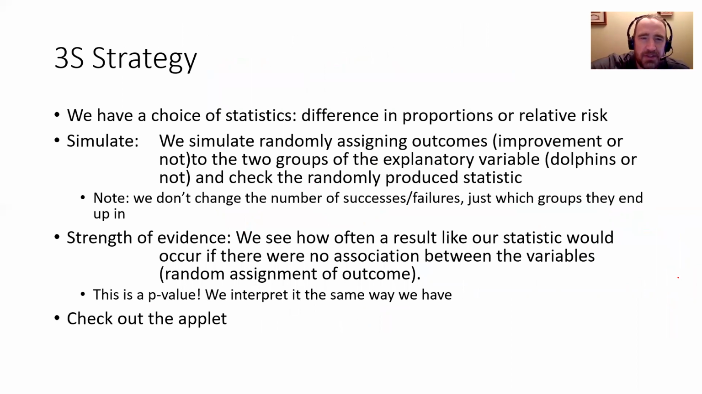So after we've done our simulation, what we do then is check that strength of evidence. We see how often a result like our statistic from our sample would occur, or more extreme, if there were no association between the variables. In other words, if they were just randomly assigned to the outcomes. Guess what that is? Does that sound familiar? That is a p-value. So we're going to calculate a p-value just like we had before, and guess what? It's the same interpretation as before. Let's check out the applet and try this out.